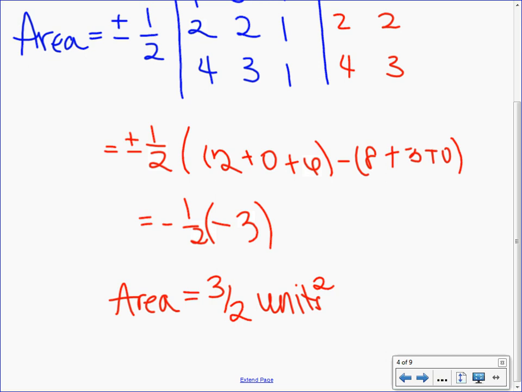Okay. Well, yeah. Let's think about this triangle. (1, 0), (2, 2), (4, 3). Not very big, right? Okay.